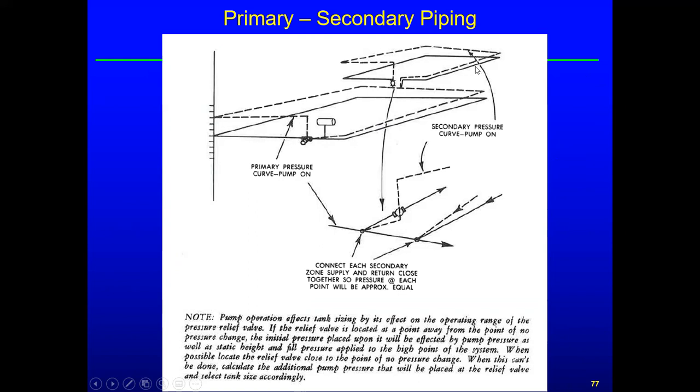Now, this is showing a one pipe primary, and it's possible. Most primaries are two pipe, where they have a supply pipe and a return pipe. But anyway, we can do it this way as well.